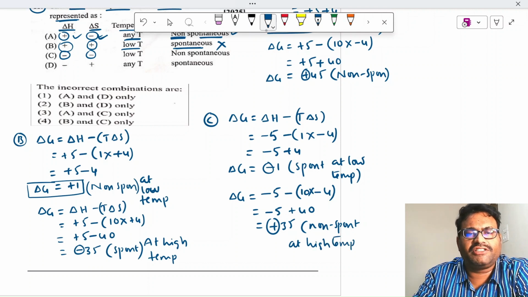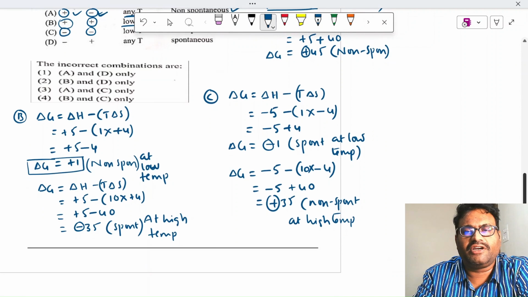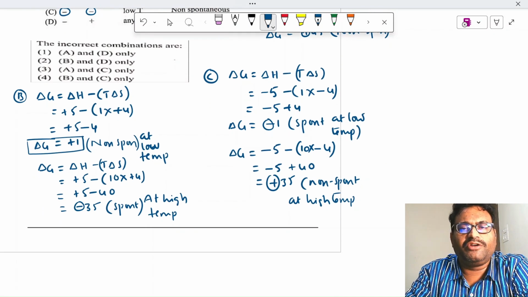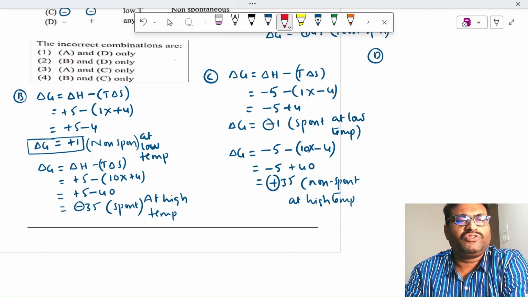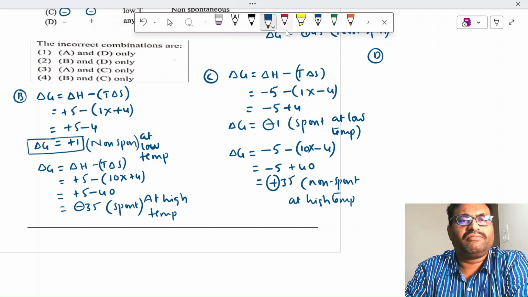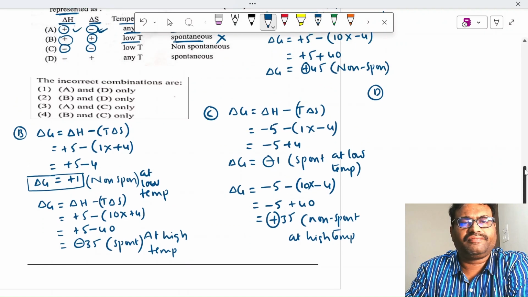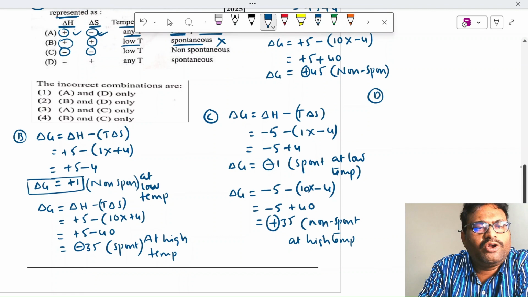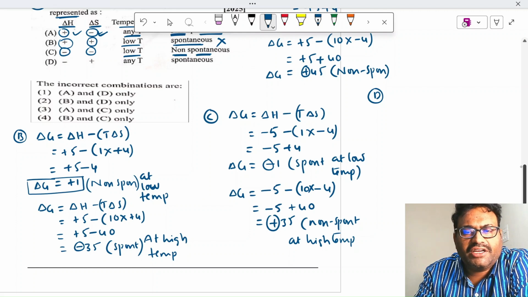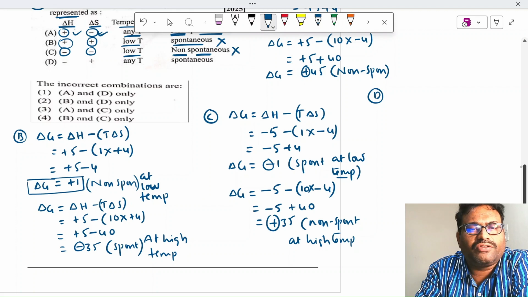At high temperature it is non-spontaneous. Understood? Then coming to option D. In option D, what are the conditions? Here let us see, at low temperature it is non-spontaneous for the third option. At low temperature, you are finding it is spontaneous. So this is also wrong.